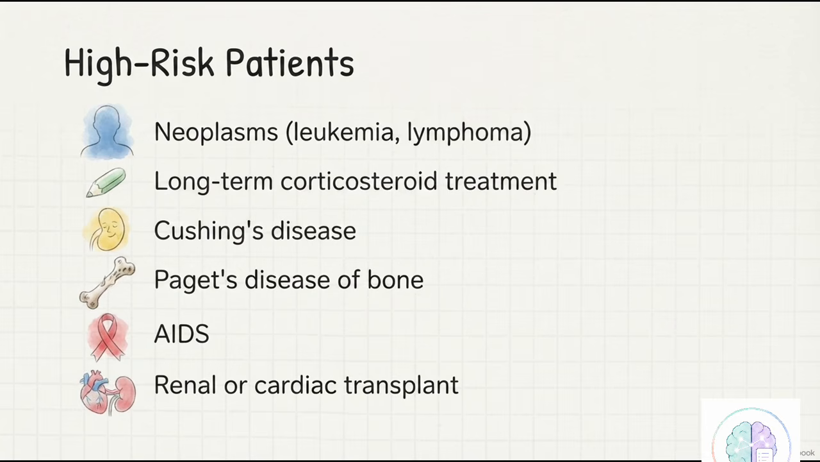Third, Cushing's disease. Fourth, Paget's disease of bone. Fifth, AIDS. And sixth, renal or cardiac organ transplant recipients. So whenever you have a high-risk patient from this exact list who presents with soft tissue abscesses alongside CNS lesions, this precise culprit has to immediately jump right to the top of your suspect list.